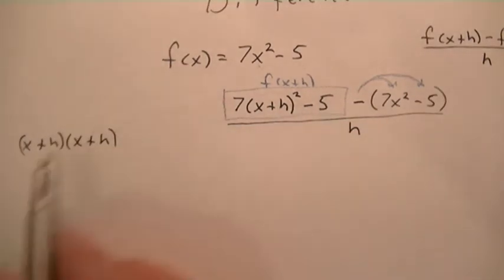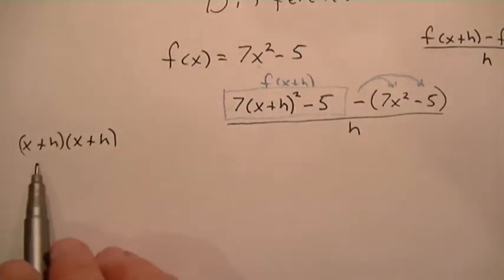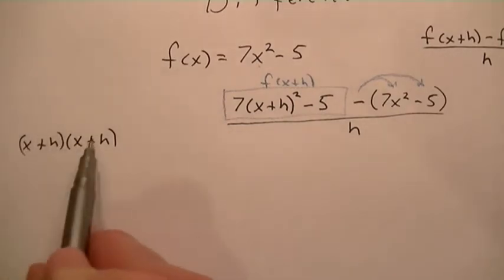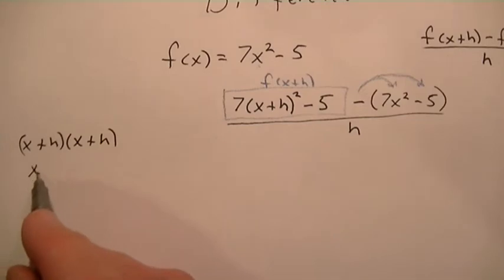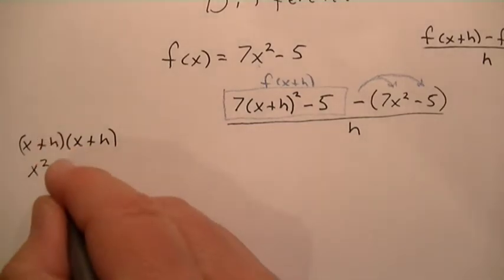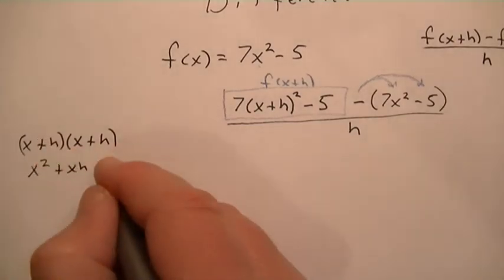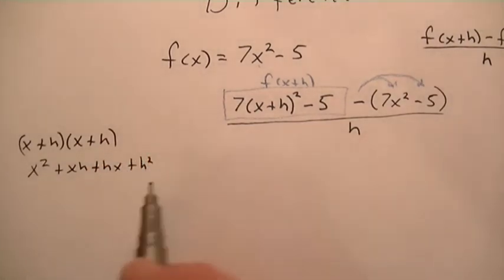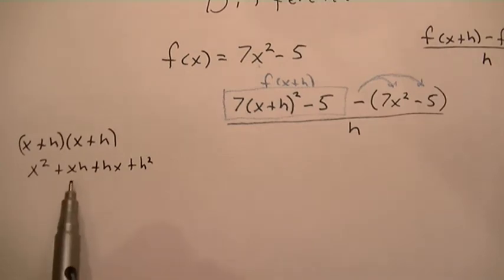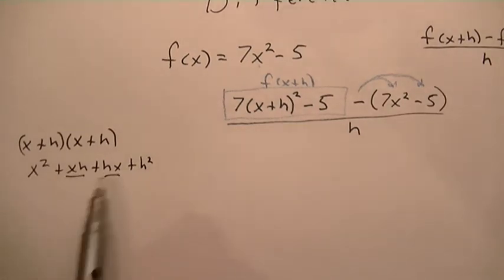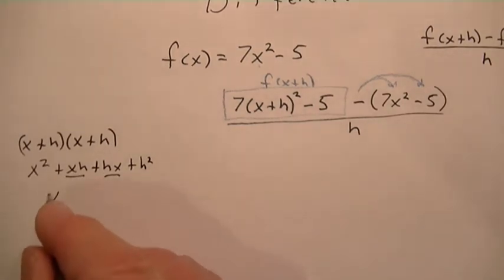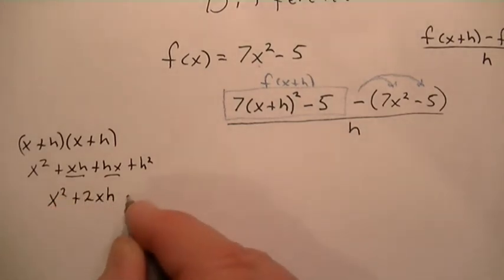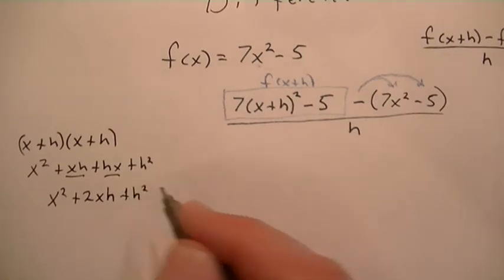expansions, then by all means, go off to the side, write it as x plus h times x plus h, and then do all your distributions. You get x squared plus xh plus hx plus h squared. And then you've got to recognize that x times h and h times x are the same, so what you have is x squared plus 2xh plus h squared.